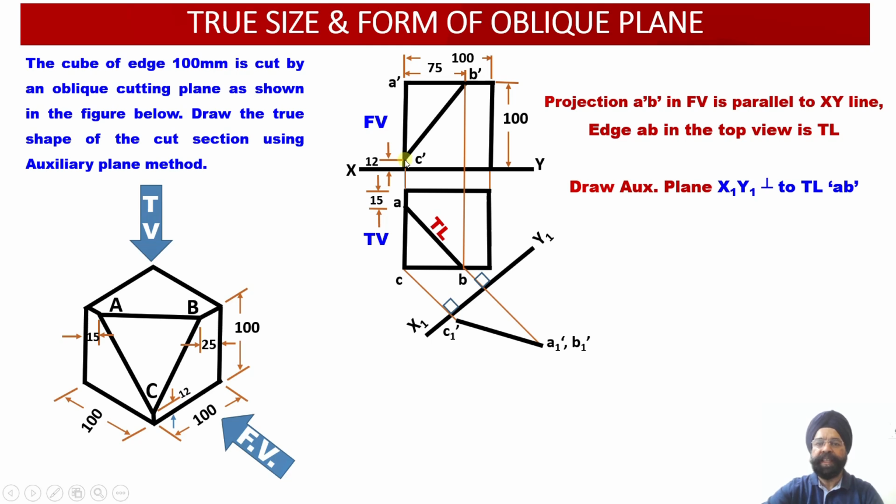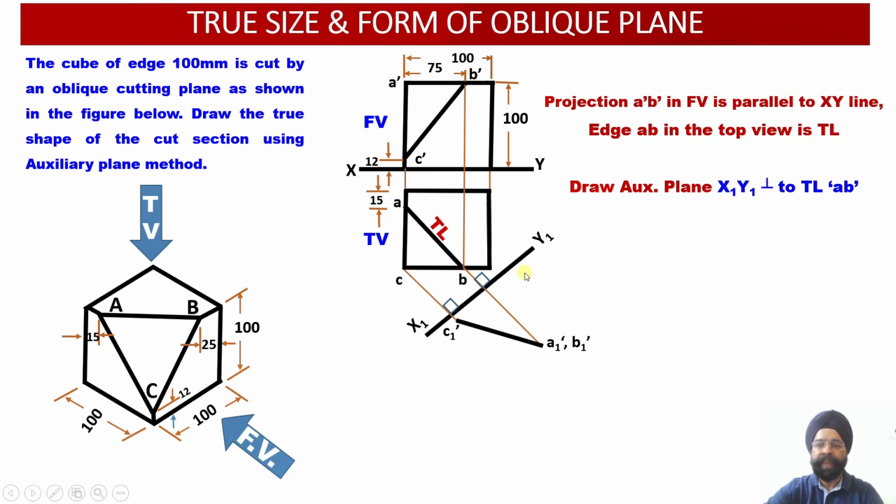You can see the distance of C dash from the XY line is known to me. It is equal to 12 millimeter. So I'll measure this distance and mark it onto the projector line which is coming through point C. So 12 millimeter here I am going to mark. Similarly, what is the distance of points A dash and B dash from XY? I know this is the edge, 100 millimeter. So this 100 millimeter is the distance of A dash, and 100 millimeter is the distance of point B dash from the XY line.